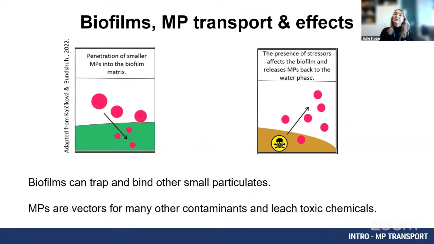So there's two aspects to the talk today that I want you to think about. Biofilms are known to trap and bind to other small particulates, so they have the potential to trap plastics into those biofilms as well. Plastics are also a vector for many other contaminants, and the plastics themselves can also have toxic chemicals within them. So they have the potential to embed themselves into those biofilms, but they may also adversely affect the biofilms and other benthic organisms.